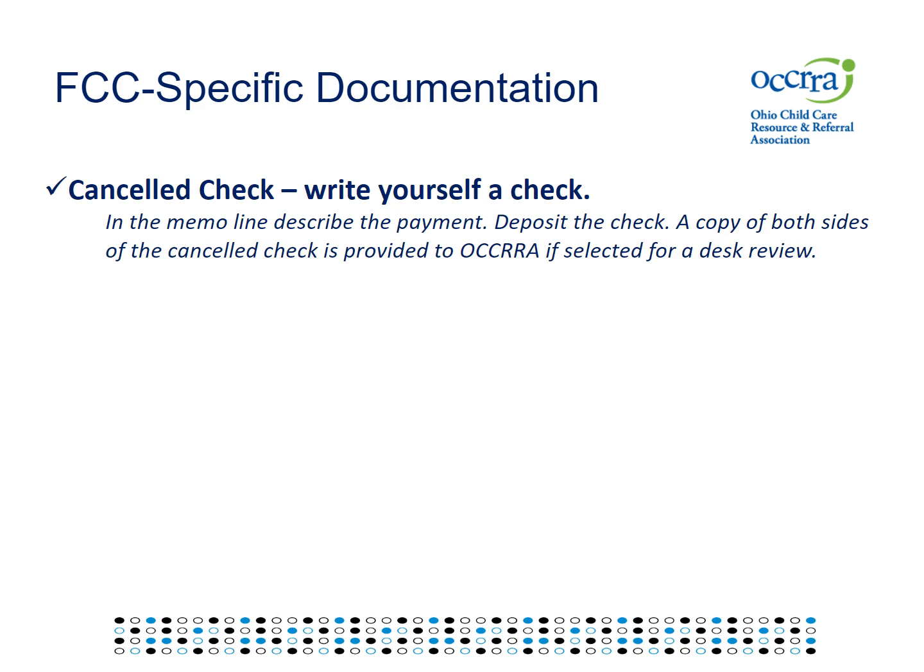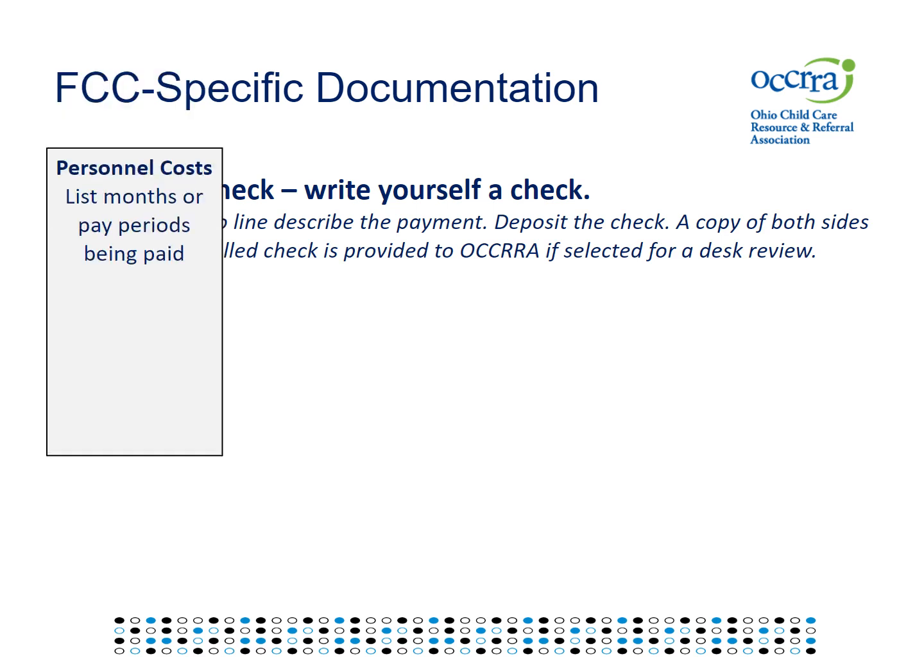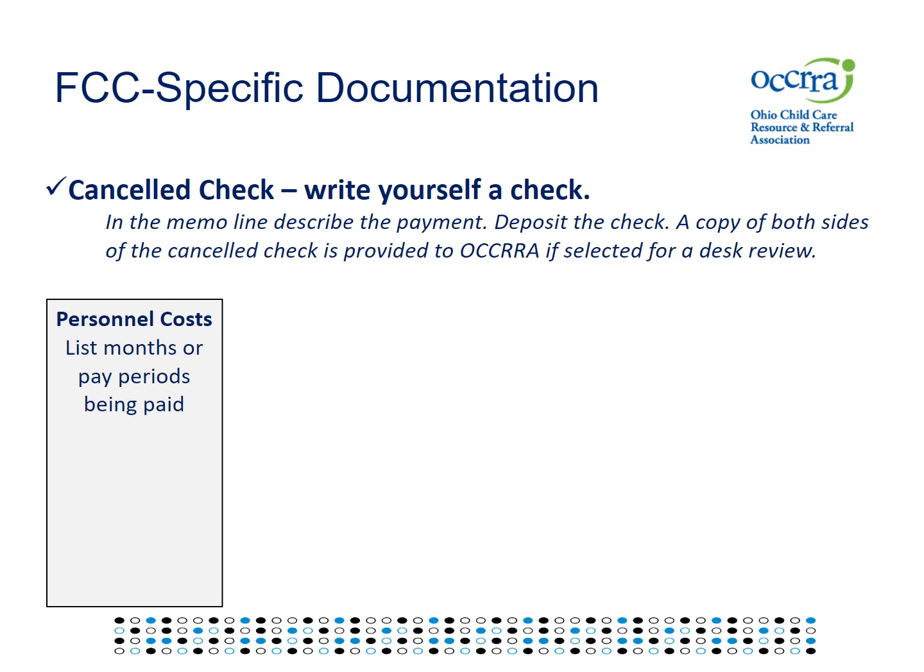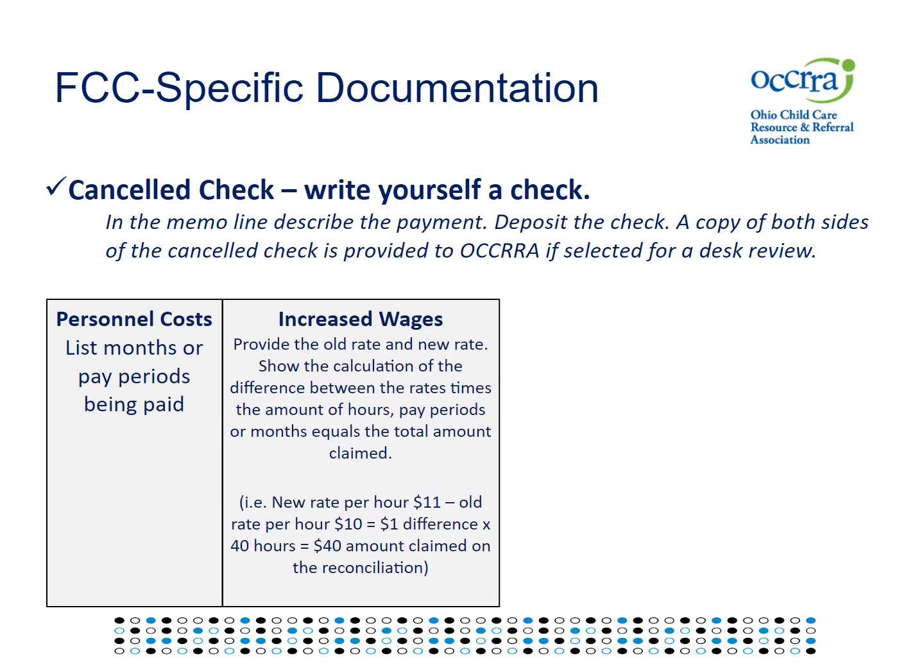In the memo line of the check, include the following information for each activity option. For personnel cost, list months or pay periods being paid. For increased wages, provide the old rate and the new rate. Show the calculation of the difference between the rates times the amount of hours, pay periods, or months equal to the total amount claimed. For example, the new rate per hour is $11 minus the old rate per hour of $10 is a $1 difference times 40 hours equals $40 amount claimed on the reconciliation.